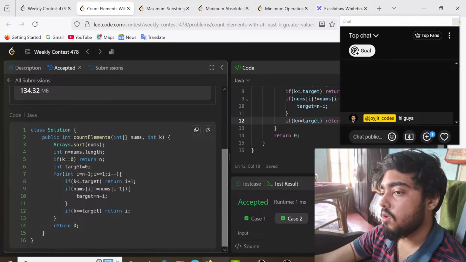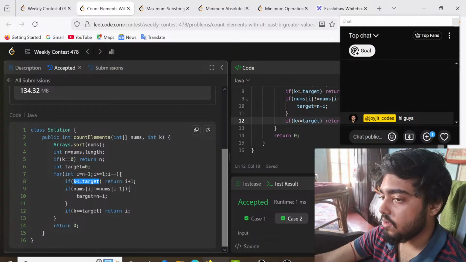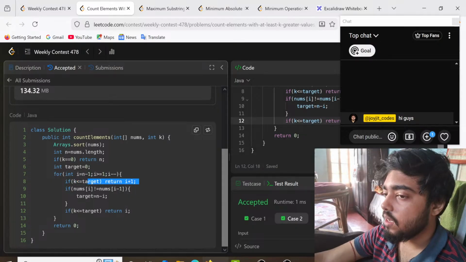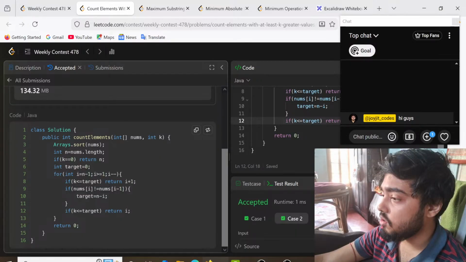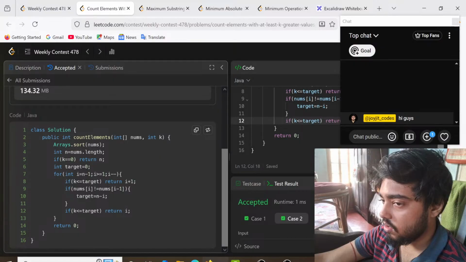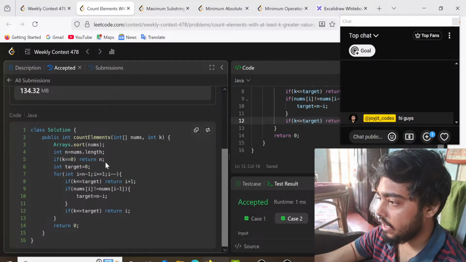Now you traverse from the back. You check if at any position k is less than or equal to target. This part of the code is solely for the first time. This is solely for the case that k is equal to 0. No other case will satisfy this. But if k is equal to 0, then return n. We have also made that very clear.